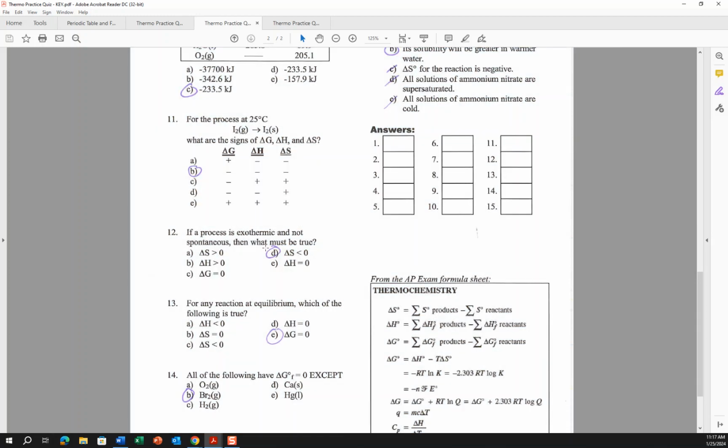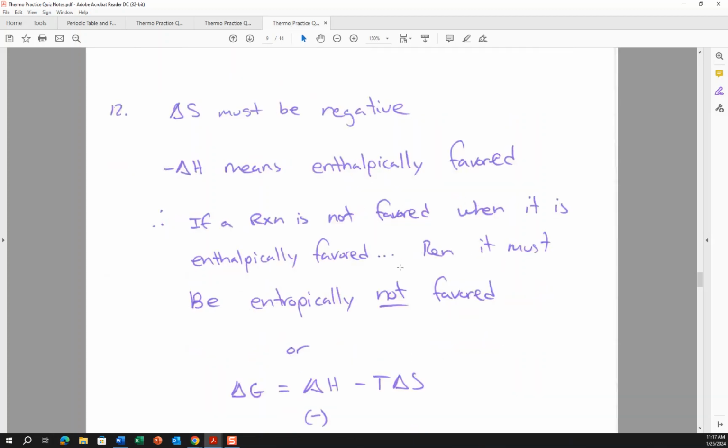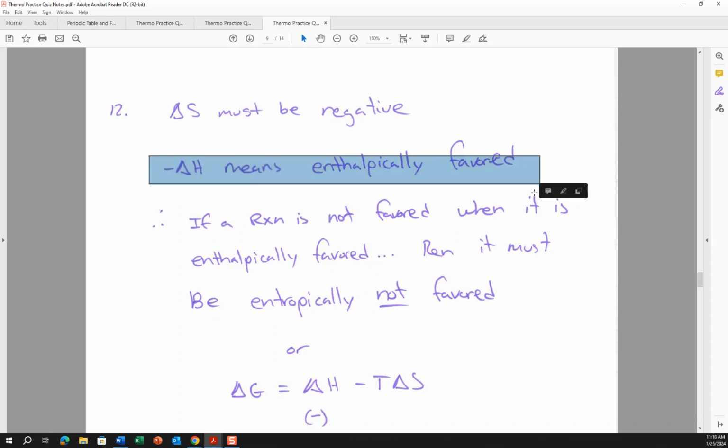A negative delta H means it's favored in terms of enthalpy. It's enthalpically favored. And so if it had a positive delta S and it was also entropically favored, then that means delta G would always be negative and the reaction would always be favored. But you're told it's not favored. So the only way an exothermic reaction could ever not be favored is if it has a decrease in entropy. So delta S must be negative.